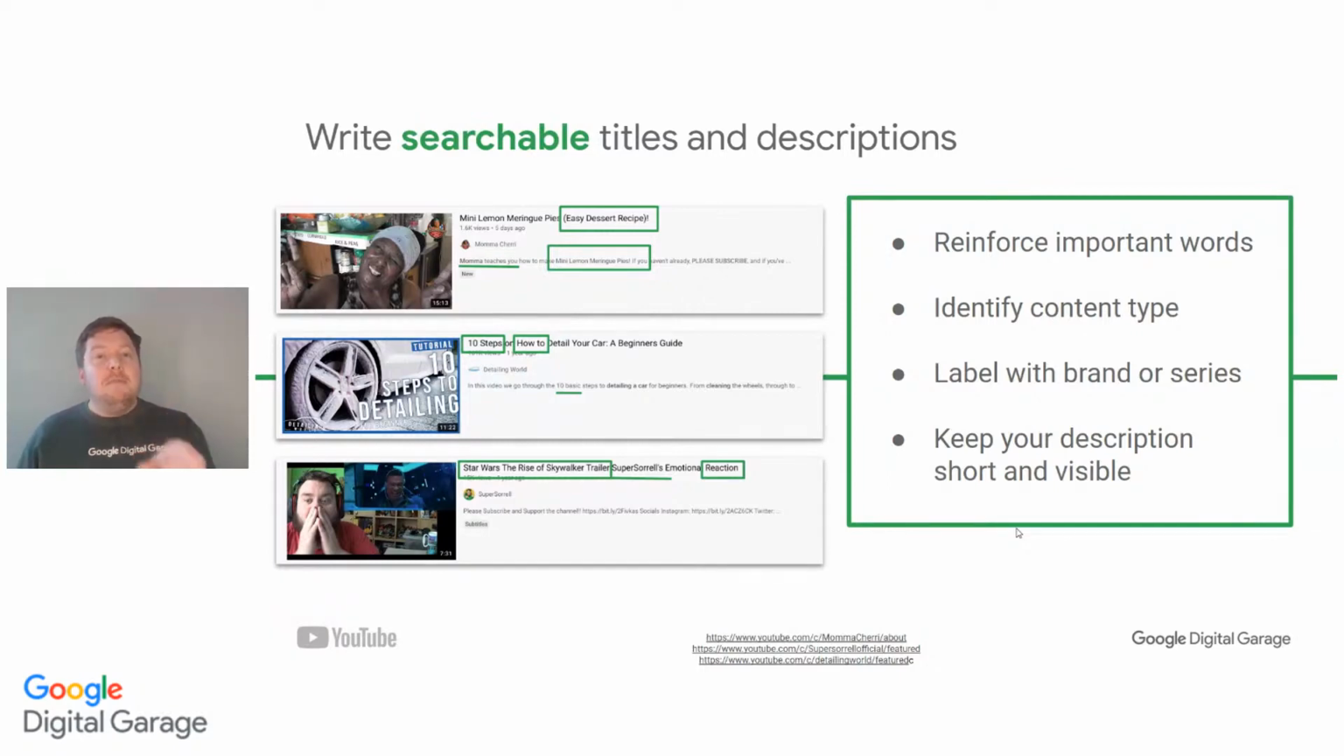She's also put mini lemon meringue pies in the title. She's then repeated that in the actual content. So when you're thinking of keywords, it's mentioned in the title, it's mentioned in the description. You're keeping this consistent. You're making it searchable. You're reinforcing these keywords with labels, with your brand in there. Again, you can see here, 10 steps, how to, and then underneath, 10 basic steps.